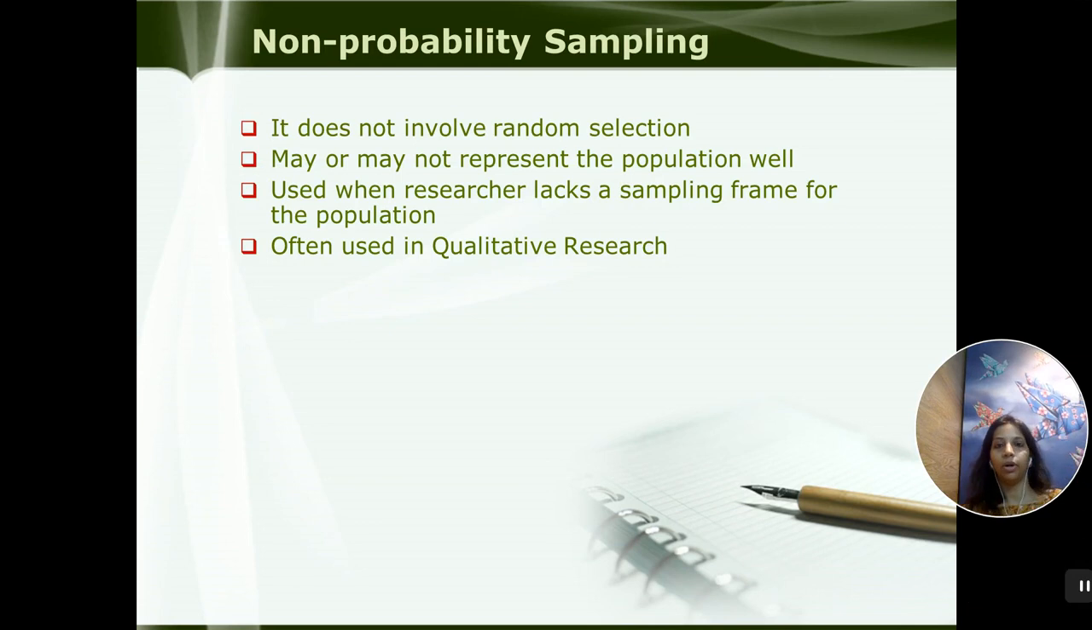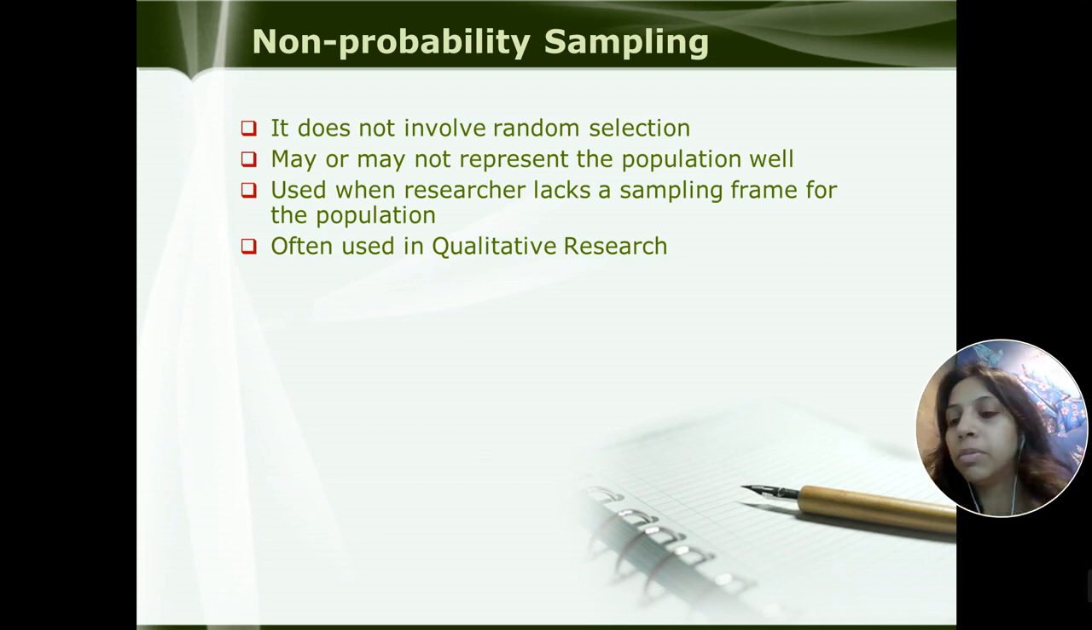So what is non-probability or non-random sampling? It does not involve random selection, therefore there are more chances of bias involved. So it may or may not represent the population well, because obviously the investigator's judgment, investigator's discretion was involved. He may be a little biased. It is used when the researcher lacks a sampling frame for the population.